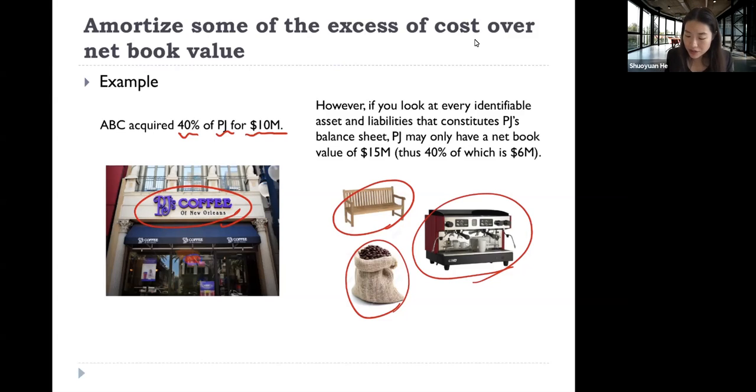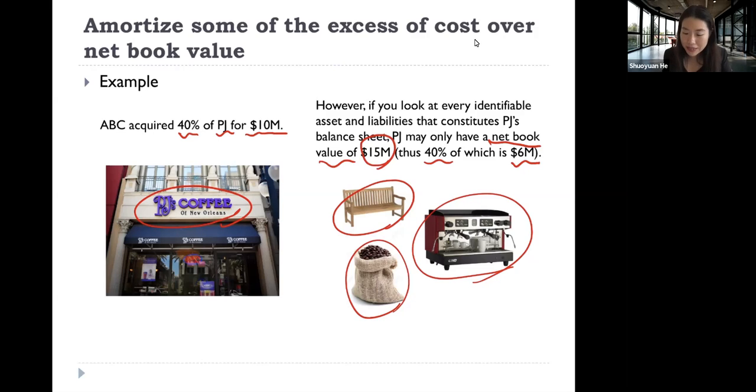And then you look at the net book value of everything you have identified. So for example, for PG Coffee, you identify the chair, coffee bean, coffee machine, trademarks. And then you try to calculate all of their net book value and you sum them up. That may only sum up to $15 million. So 40% of that is only $6 million.